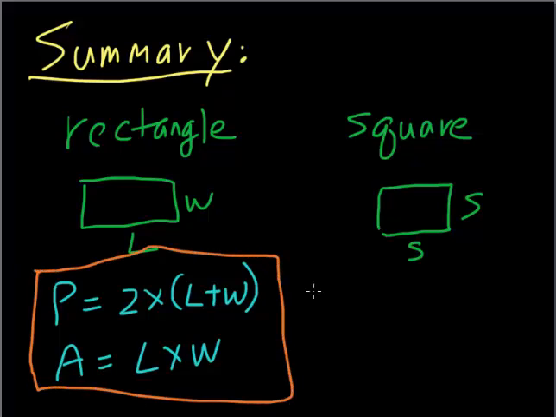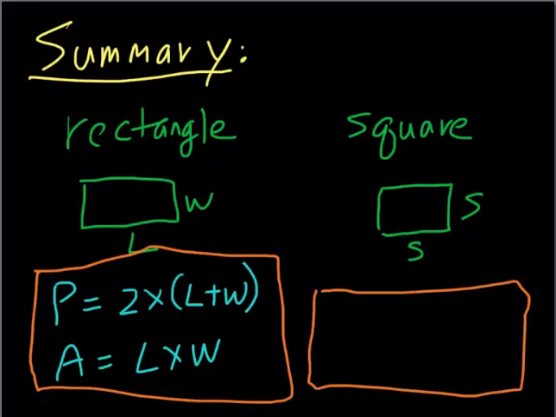And then for the square, what's the perimeter? The perimeter is all around, 4 sides, right? 4s. Area, length times width, is the same for the square, s squared. Okay? And that's the answer.